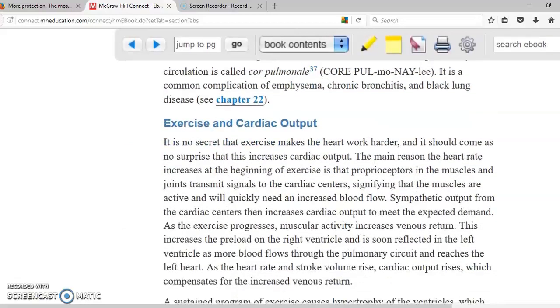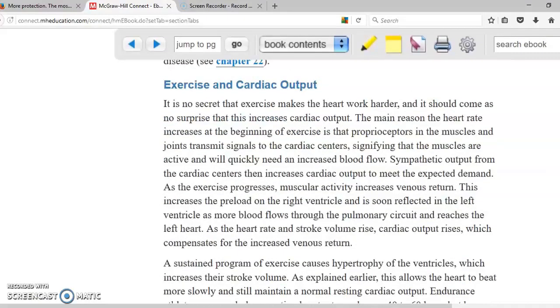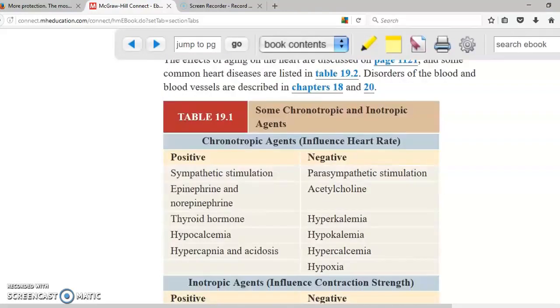Exercise and cardiac output: obviously it doesn't come as a surprise to anybody that if you exercise, the cardiac output will increase, right? The stroke volume will be higher and your heart is going to beat faster. So obviously the cardiac output is going to be higher. When you exercise, you have a higher cardiac output. Table 19.1 shows you some of the agents, chemicals for example, that will affect cardiac output.